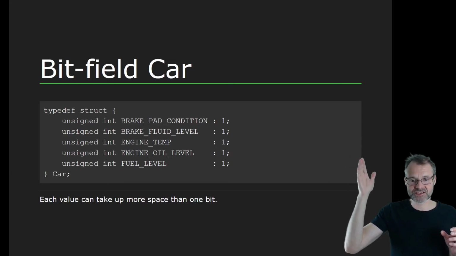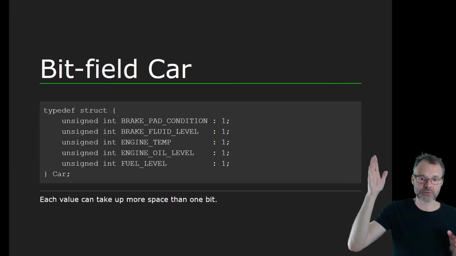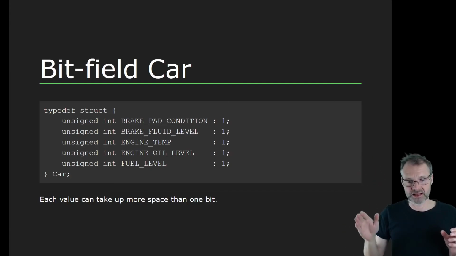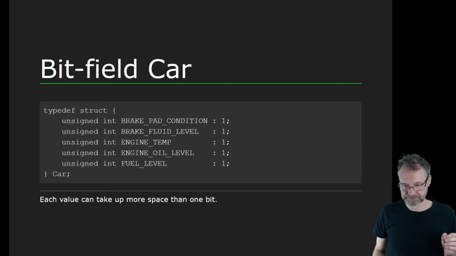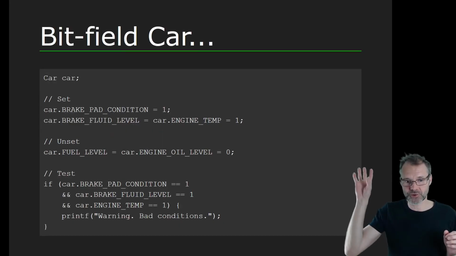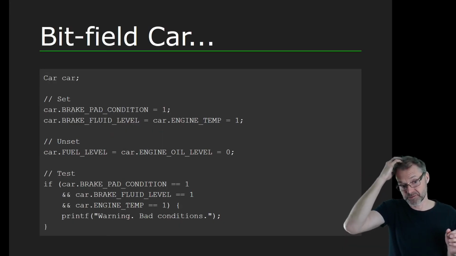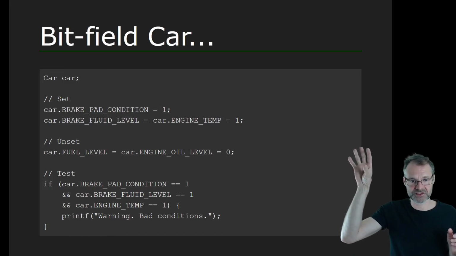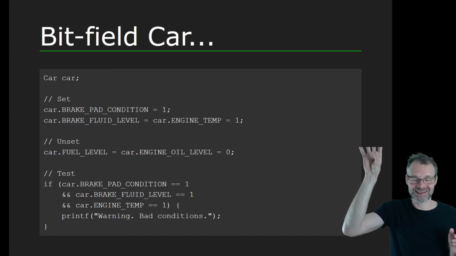And then we have this colon, and then I say how many bits should this value take up? And all these values take up 1 bit. And then I'm going to show you an example of how I'm going to work with this bit field. So I'm going to create the car up there, so it's going to keep the status. I can set each bit here.